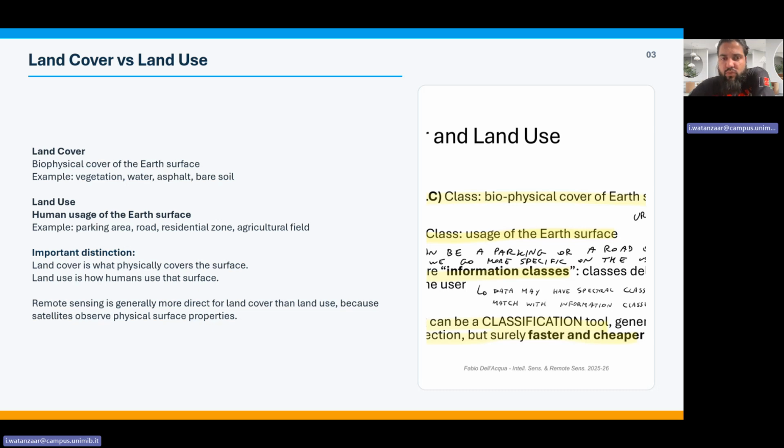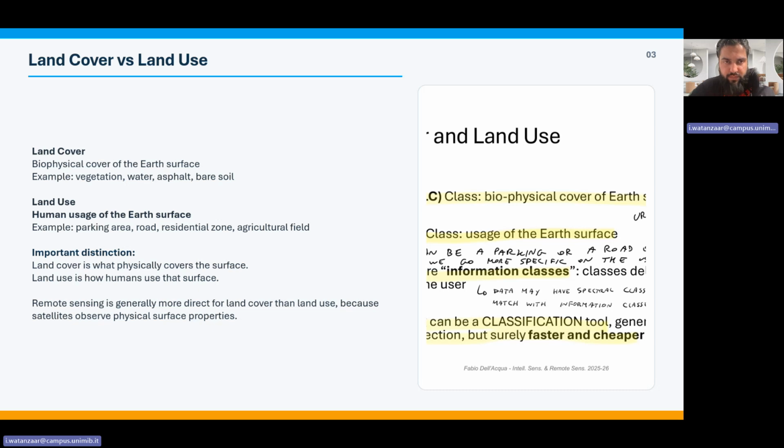Remote sensing is generally more directed to land cover than land use. That is obvious because the part where humans live is not that much, and in remote sensing we are dealing more or less with land cover. Although we also deal with land use, it is more directed toward land cover, because satellites observe physical surface properties.